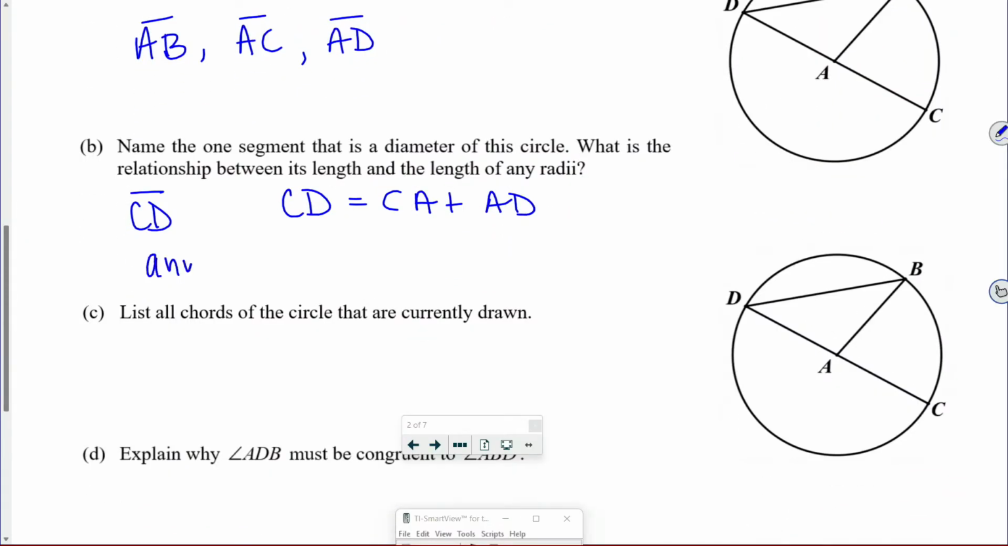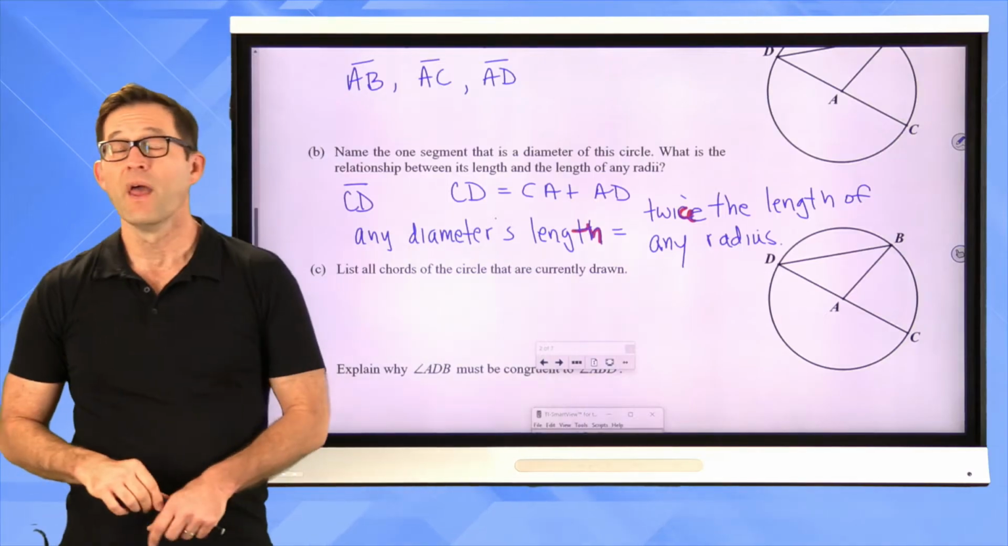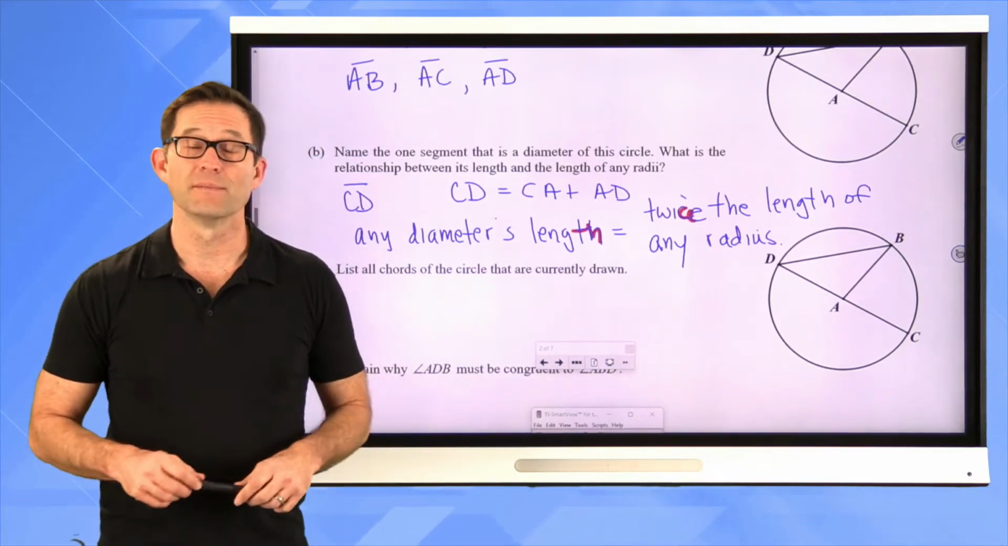All right, so any diameter length will be equal to twice the length of any radius. Let's maybe make those a little bit better. There we go. All right, and that's certainly something that you've seen plenty of times before.